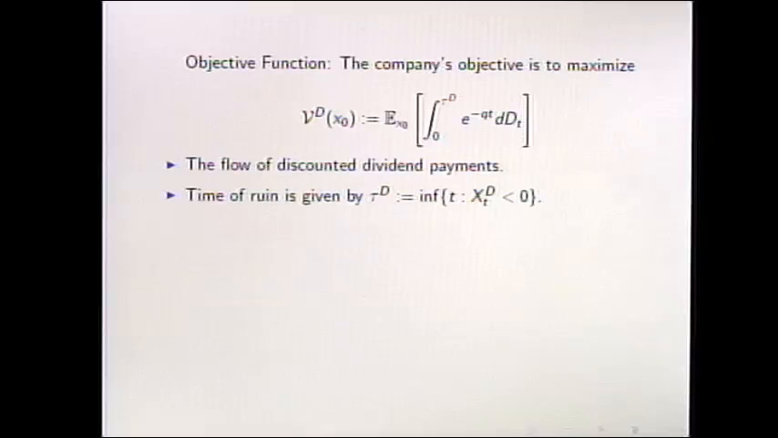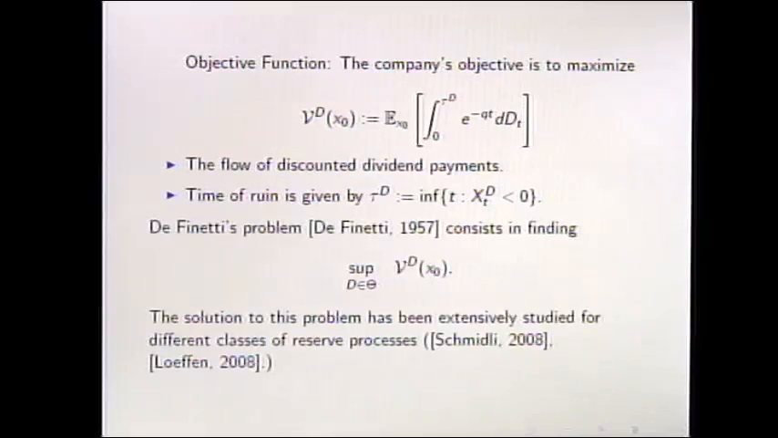I'm using here q because I'm going to use q-scale functions like Daniel did before. So de Finetti's problem is just to find what is the best strategy for dividend payments. And this is very old. And for some processes, there is a book by Schmidli that summarizes all the techniques used to solve this problem. And later, we have this work by Loeffen that extends to the spectrally negative Lévy process that I'm going to talk about later.